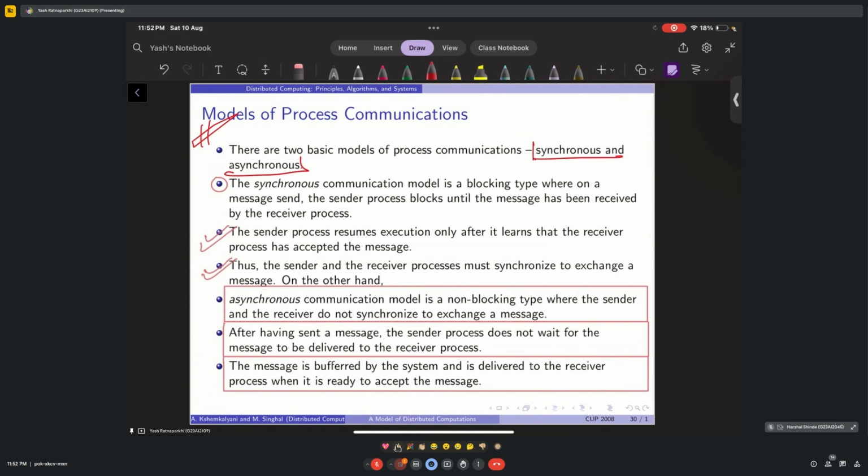This is what is synchronous, and this is written in this particular point. The sender process resumes execution only after it learns that the receiver process has accepted the message. That's what I told. Okay, thus the sender and receiver must synchronize to exchange the message.